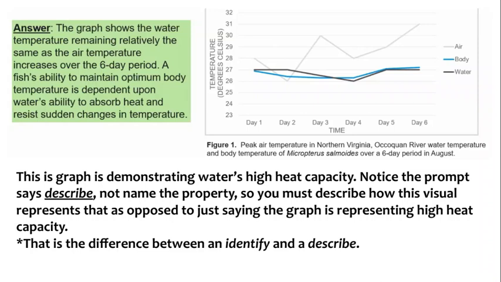All right, and so here's the answer. Again, the graph is showing the water temperature remains relatively the same, or relatively stable, as the air temperature increases over a 6-day period. So it is demonstrating high heat capacity, but the graph literally shows very little change compared to the air temperature. And so a fish's ability to maintain optimum body temperature is dependent upon the water's ability to absorb heat and resist sudden changes in temperature, i.e. the fish body temperature won't change that much either, since it is dependent on the water temperature.